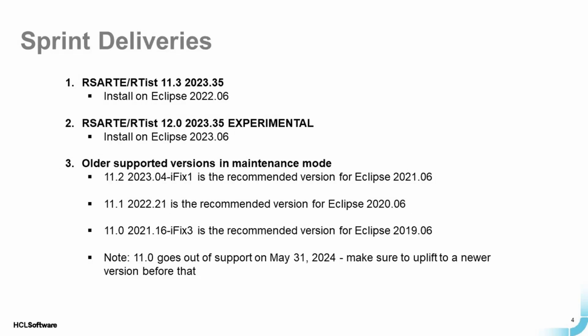So the deliveries from this sprint are a new version of 11.3 called 2023-35 that you should use with Eclipse 2022-06. And then, like I said, there is a version 12 that is experimental and that you can use with the latest Eclipse. And there are no changes for the older versions. They are still in maintenance mode. And note that some of them will go out of support next year. So if you're still using very old versions, you should probably think about uplifting to something newer.